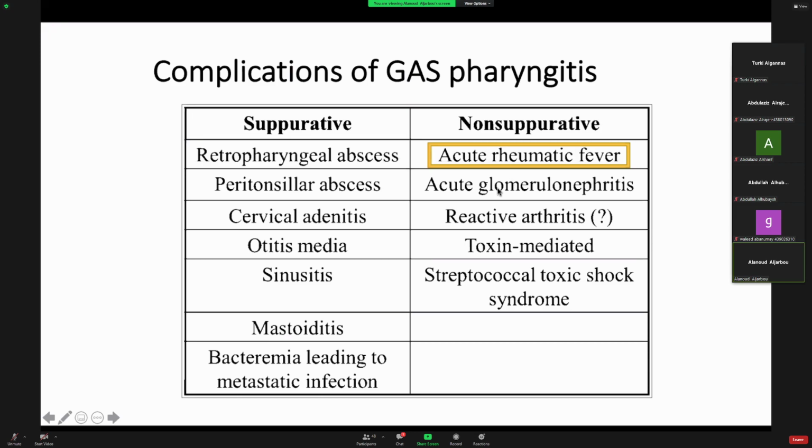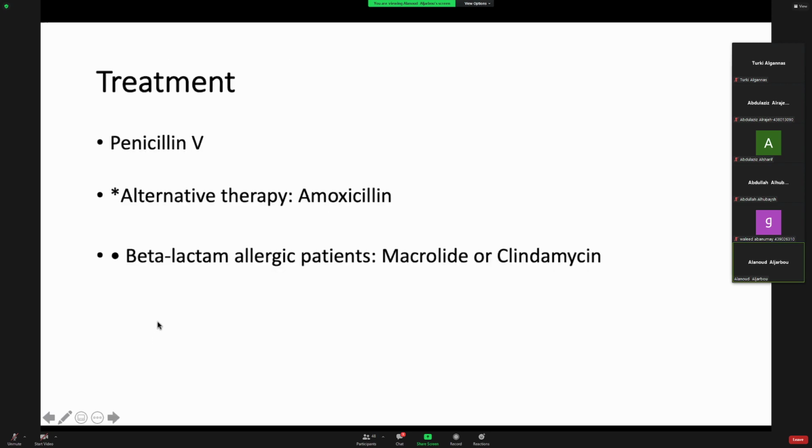So the main reason we are treating group A strep is to prevent acute rheumatic fever. Acute glomerulonephritis is common with group A, but more with skin lesions, but it's not prevented with the antibiotic. So treatment is mainly penicillin. Mostly group A strep is sensitive to penicillin. Alternative therapy is amoxicillin. It's as effective as penicillin with less frequent dosing and more palatable taste. If the patient is allergic to beta-lactam, we can give them macrolide or clindamycin, depending on the sensitivity.